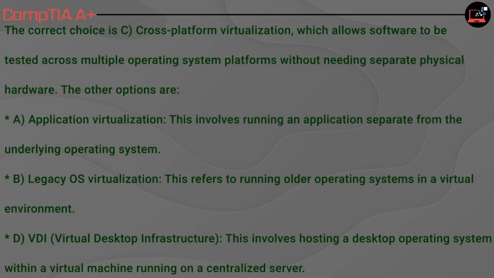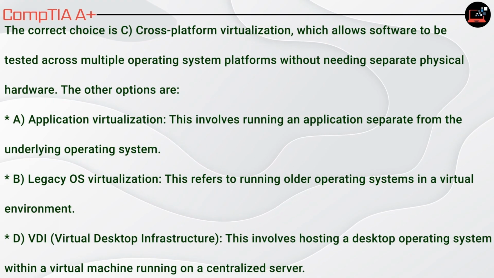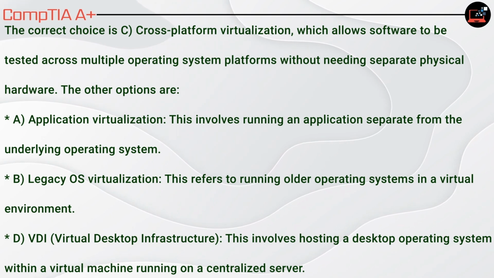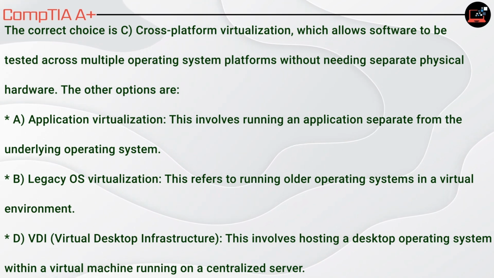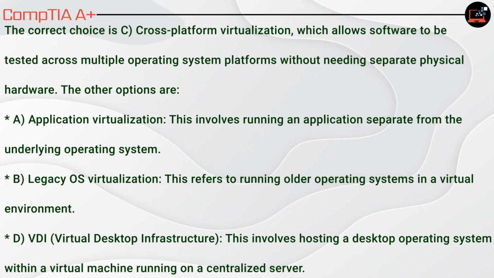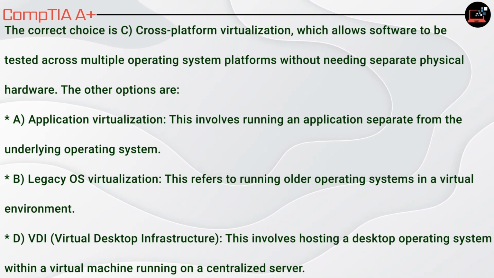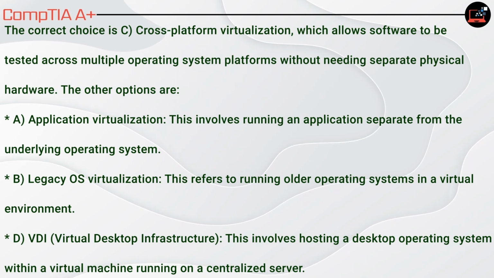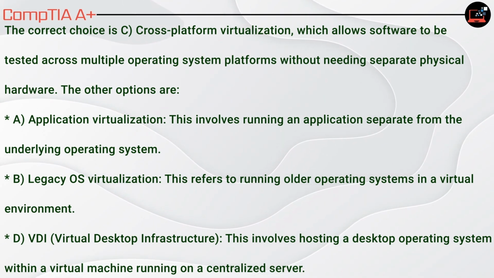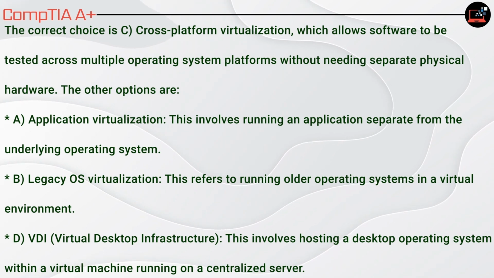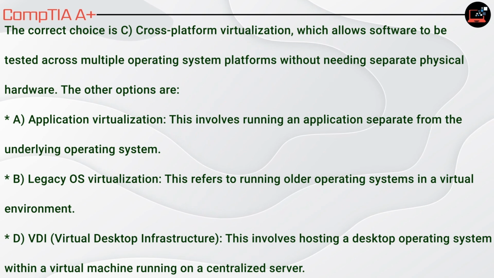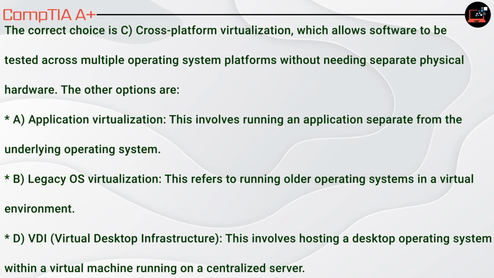The correct choice is C, cross-platform virtualization, which allows software to be tested across multiple operating system platforms without needing separate physical hardware. The other options are A, application virtualization. This involves running an application separate from the underlying operating system. B, legacy OS virtualization. This refers to running older operating systems in a virtual environment. D, VDI, virtual desktop infrastructure. This involves hosting a desktop operating system within a virtual machine running on a centralized server.